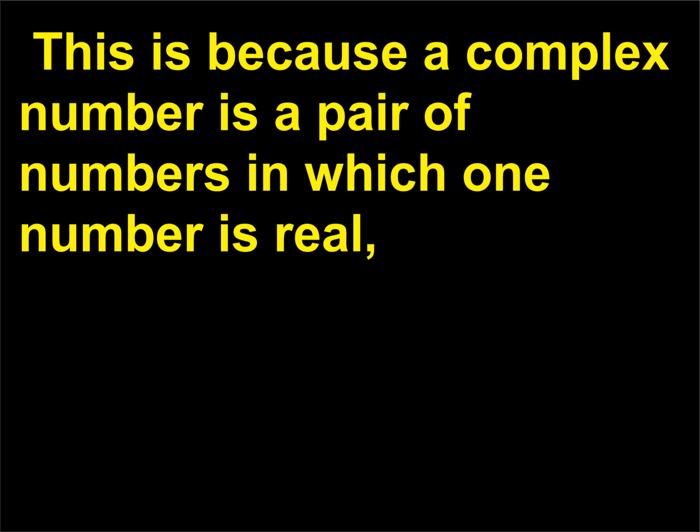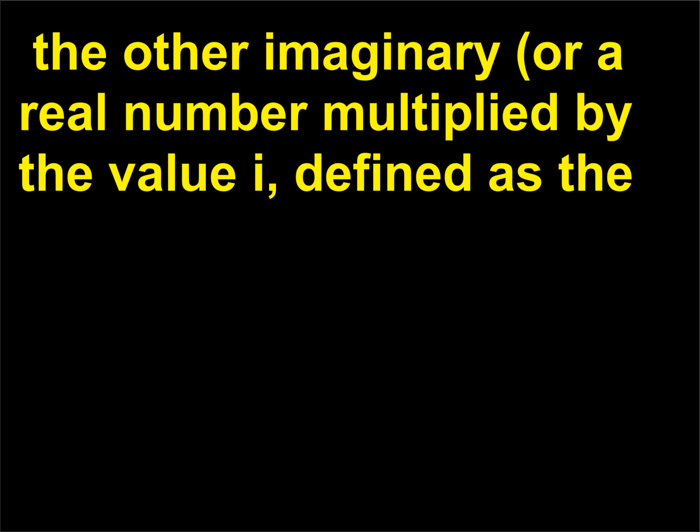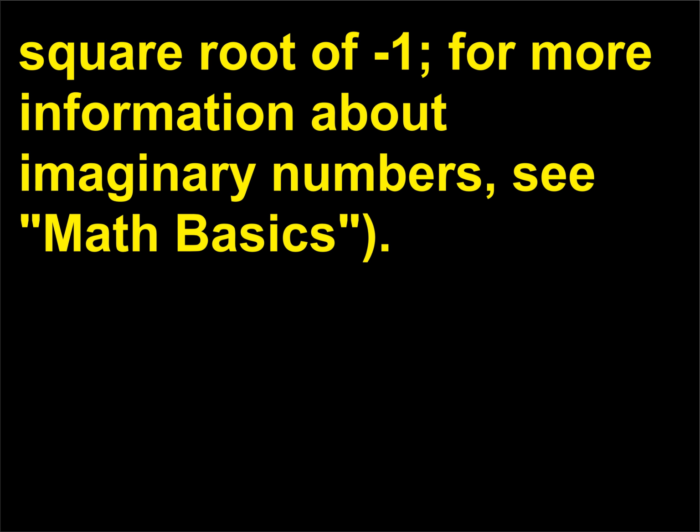This is because a complex number is a pair of numbers in which one number is real. The other is imaginary, or a real number multiplied by the value i, defined as the square root of -1. For more information about imaginary numbers, see Math Basics.